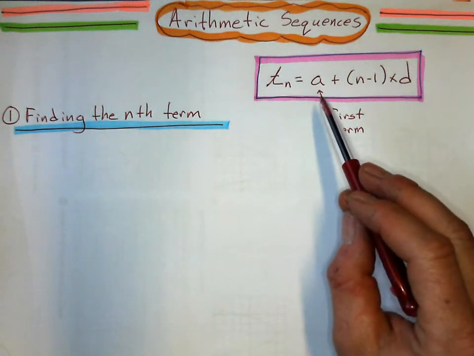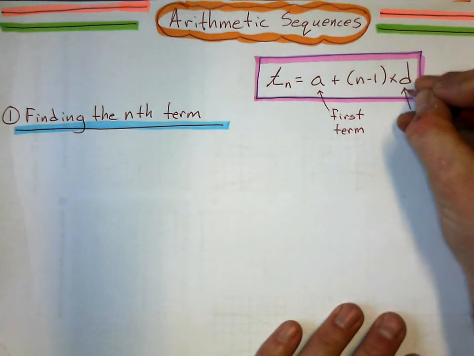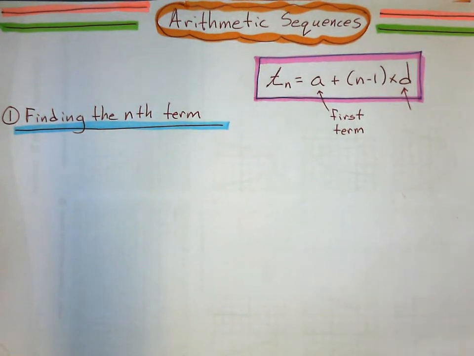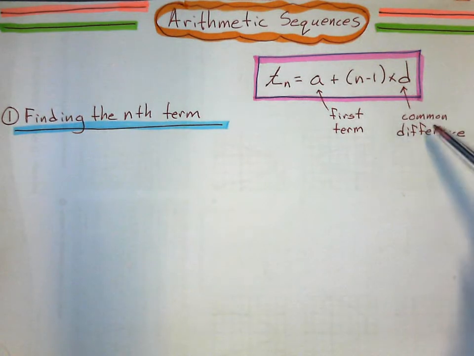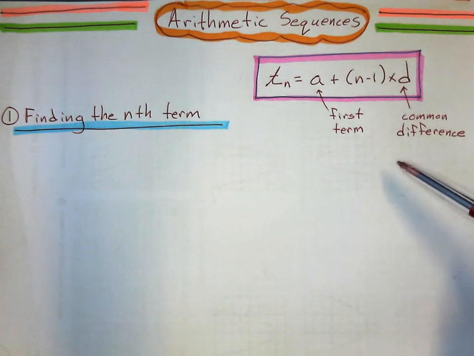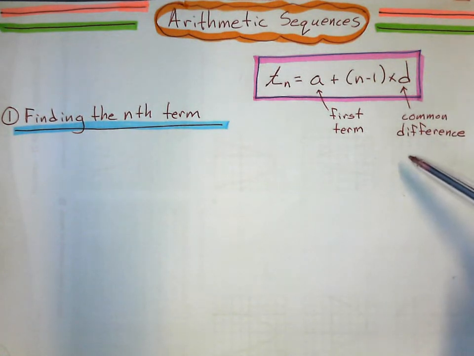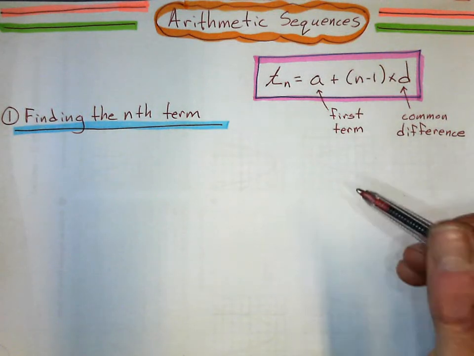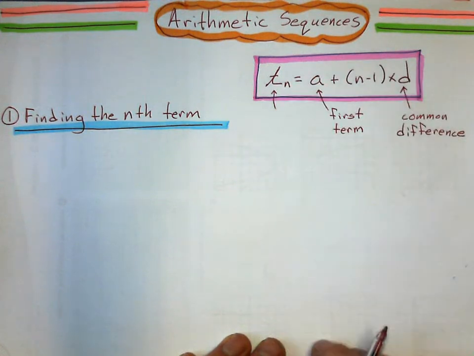A is going to represent the first term in the sequence. D is going to represent the common difference. The common difference of a sequence can be positive, it can be going up by +2, or it can be negative, it can be going down by 7.